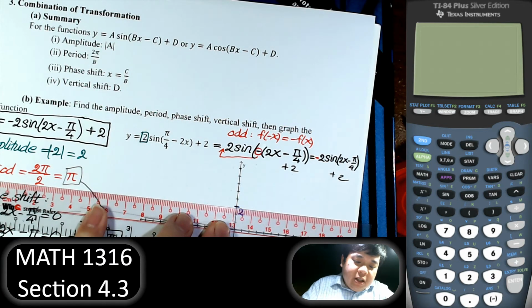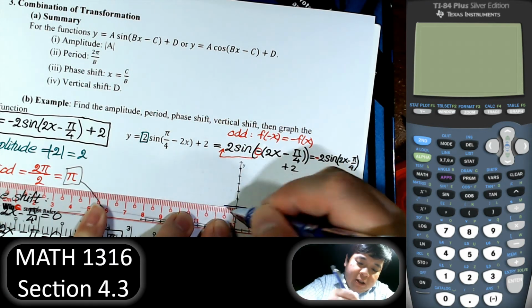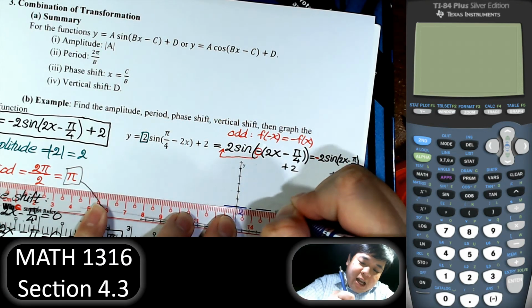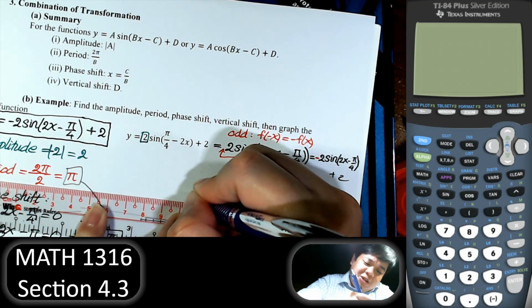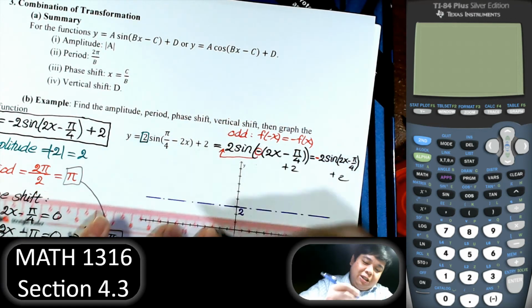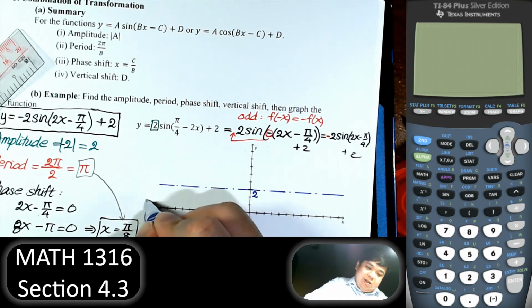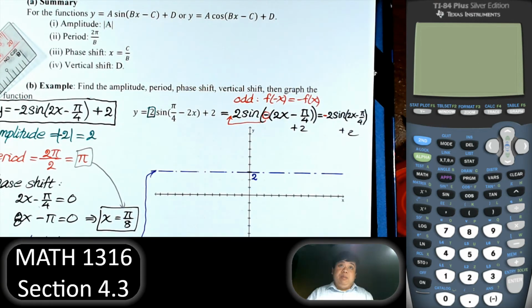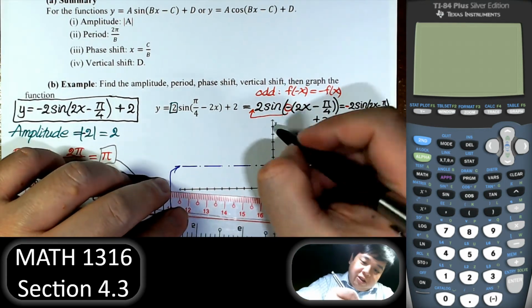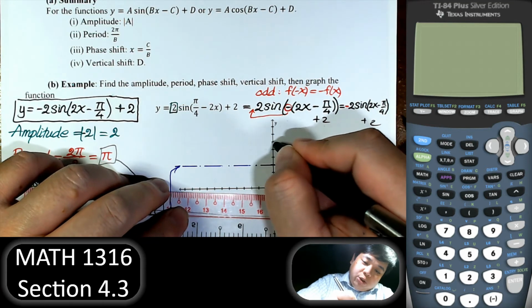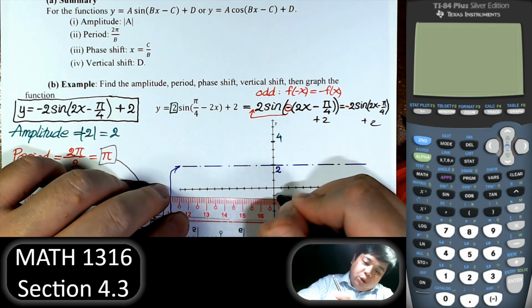So that gives us the vertical shift, dash dot dot and then dash. So I just round. So that is the phase shift. It's going to be the middle line. Amplitude is 2, 2 up, 2 down. Or 2 up from 2 is going to be 4. Or 2 down is going to be 0.